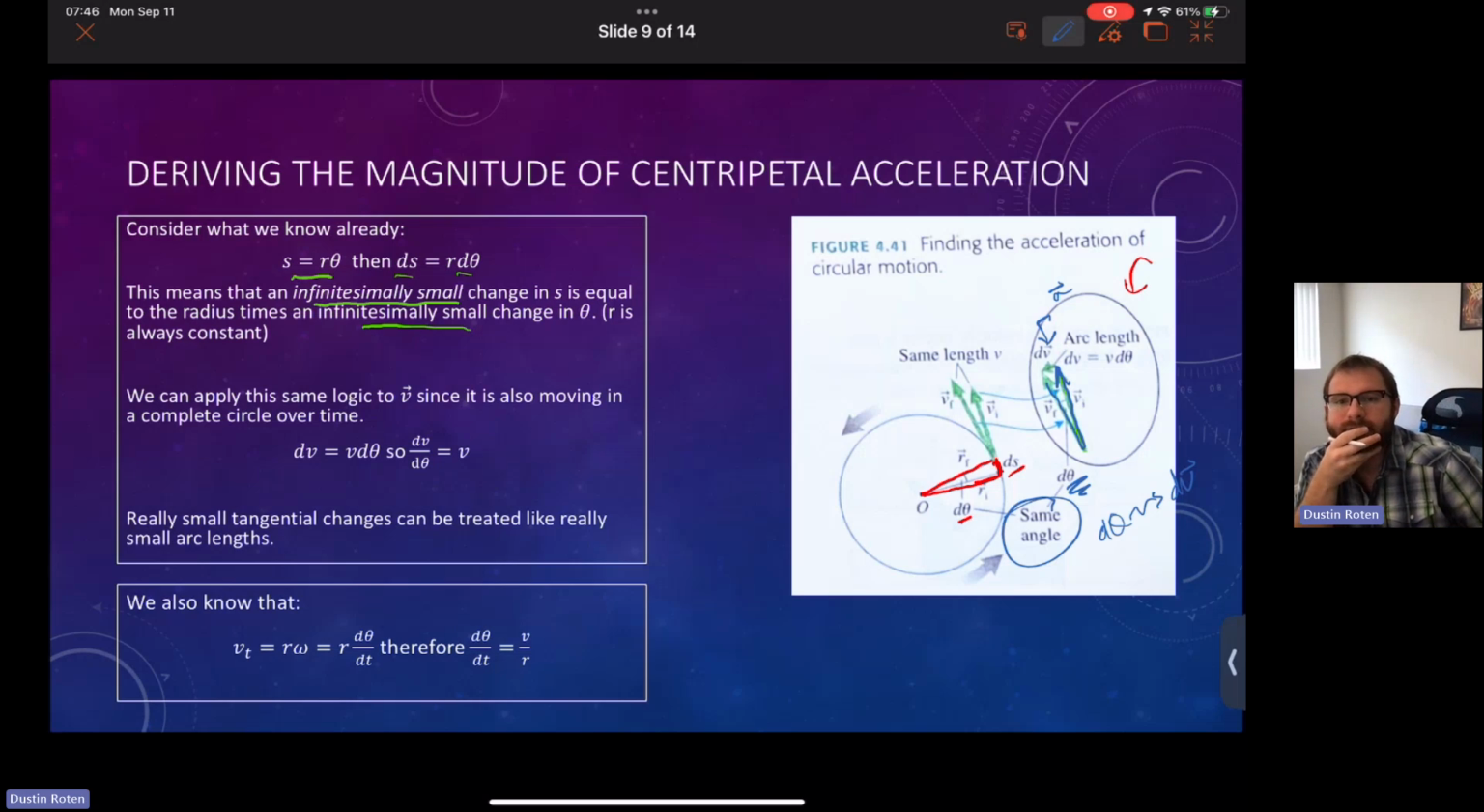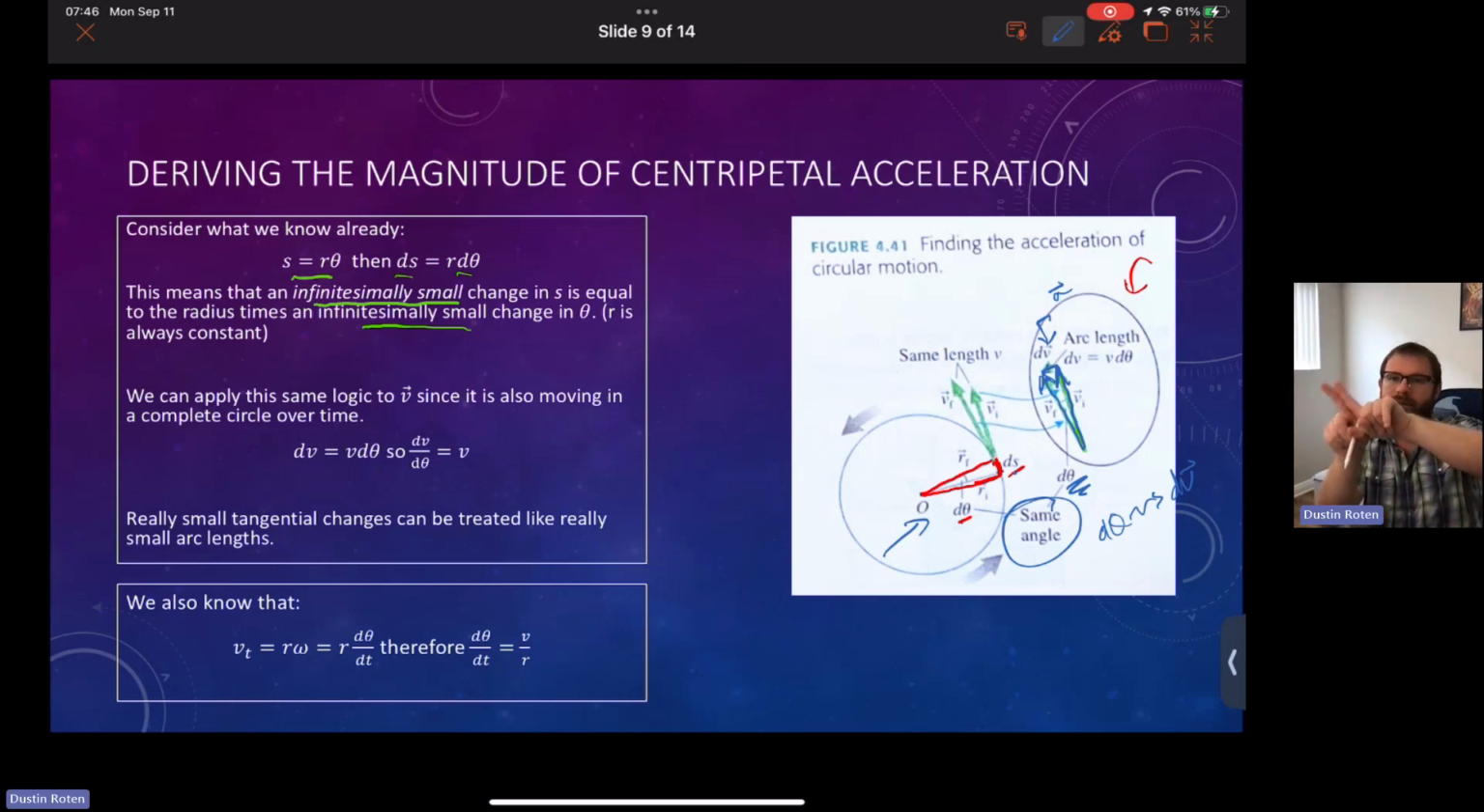Now, let's see if we can use our original ds equals r d theta to come up with a statement here. The idea here is if we make dv really, really small and we make ds really, really small, you'll notice that the blue triangle that I've drawn is the same as the red triangle here. So here in the red triangle, ds is an arc length.